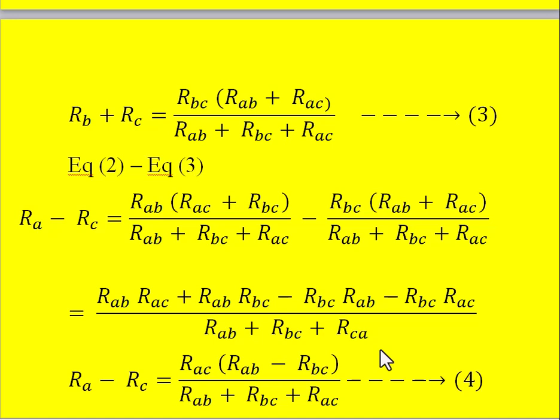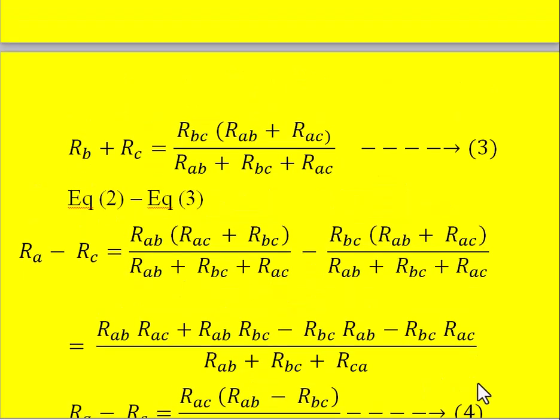we get RAC common in the remaining terms. So then RAC into RAB minus RBC divided by RAB plus RBC plus RCA. Say this is equation 4.